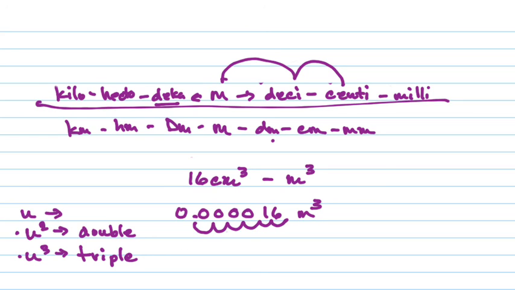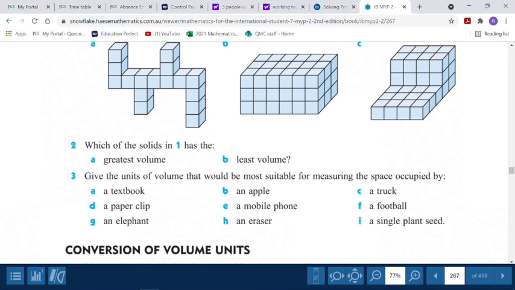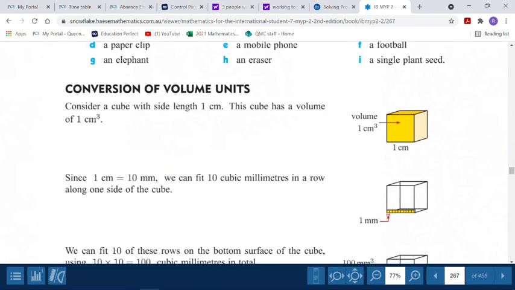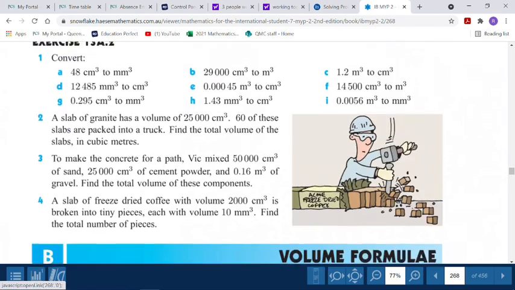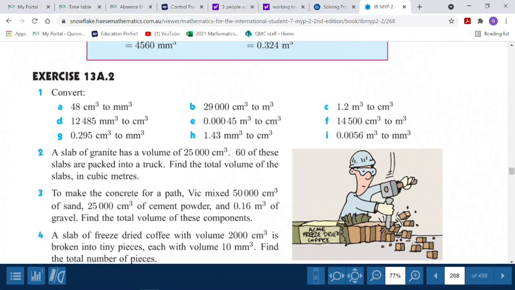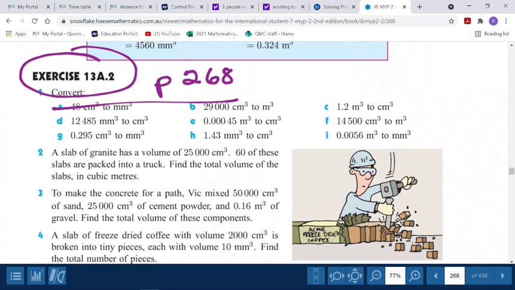Okay? All right. So, let's get your homework. You're going to get started on it. If you finish it, then you don't have homework. So all we're going to do is do some unit conversions. So you're going to be on 13A2. So exercise page 268. Page 268. Excellent. Everybody got that? Exercise 13A2, page 268.